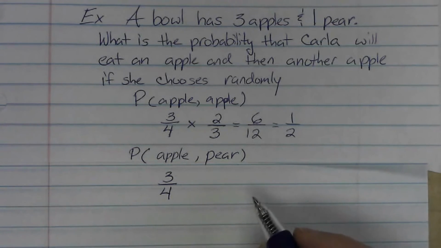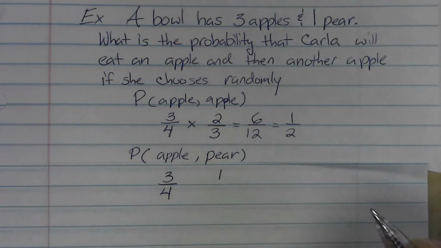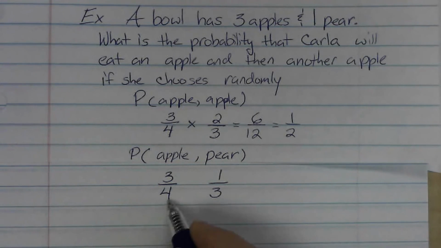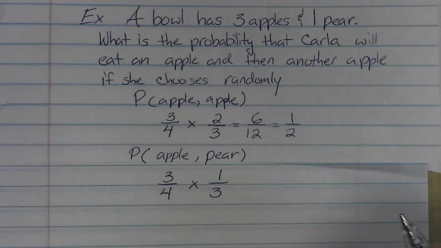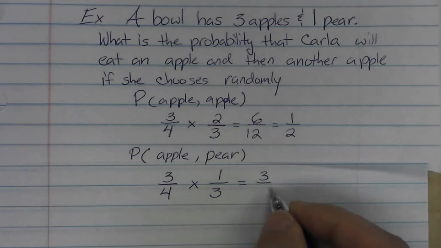Next, when she reaches in, the probability of getting a pear. Well, there's still 1 pear there because she did not eat any pears. However, the denominator is decreased. There's only 3 pieces of fruit because she already ate one when she ate the apple. So again, this was dependent events. 3 times 1 is 3. 4 times 3 is 12. And this reduces to 1/4.